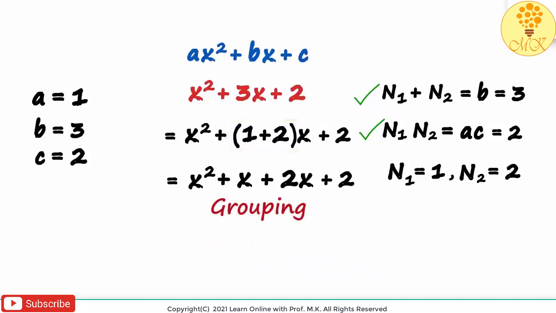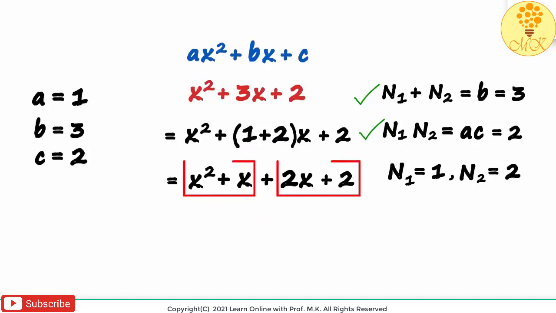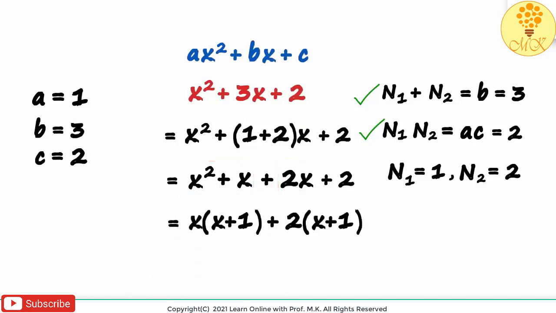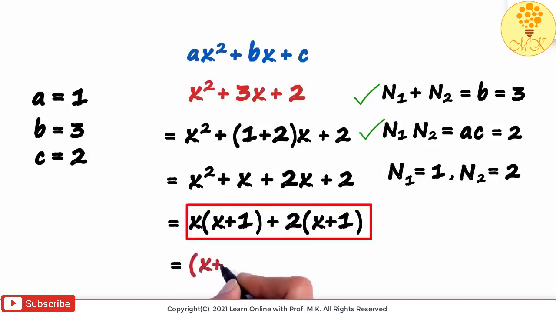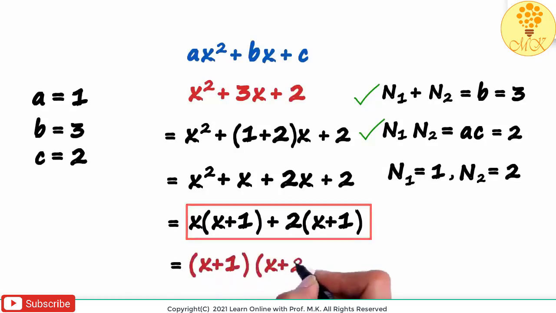Now we can use grouping, which we learnt in the previous session. Considering these two groups and taking the common factors out, this is what we get. X times x plus 1 is this group and 2 times x plus 1 is this group. X plus 1 is common to both the products and this would be multiplied with x plus 2. There you go. We have factorized this down to x plus 1 times x plus 2.